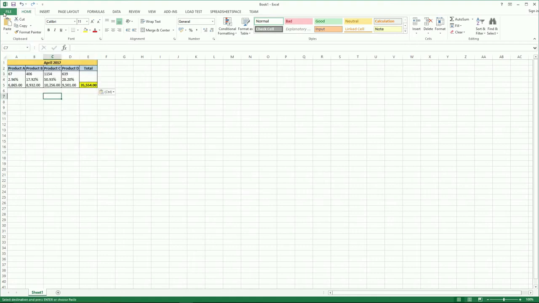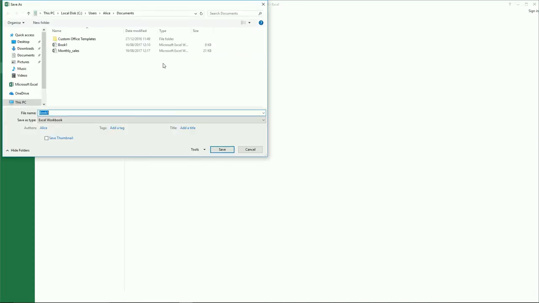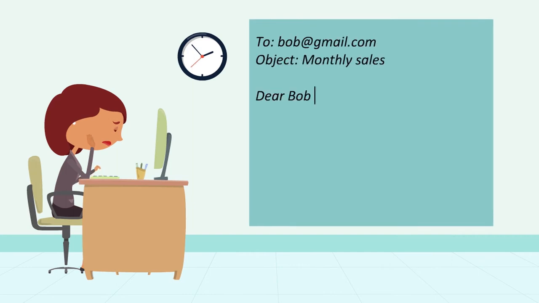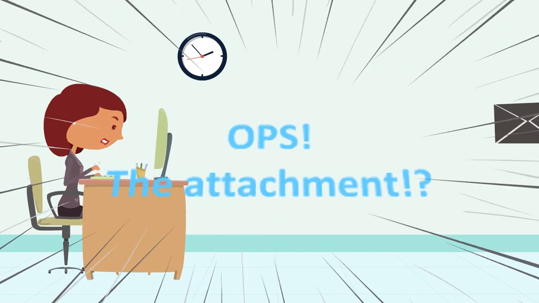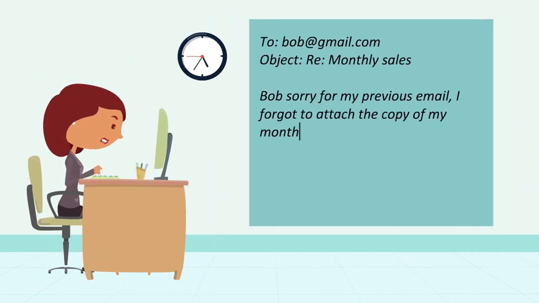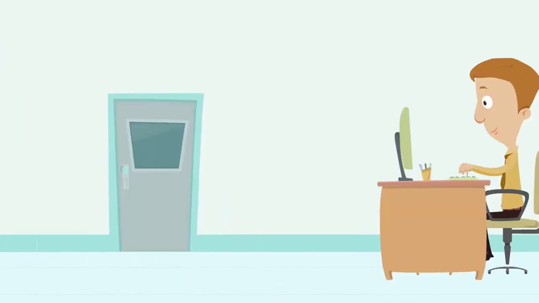And then save the new workbook to a temporary file. A new temporary file. After all that, Alice has to write an email to Bob to send him the new XLS file. Oops! Of course she has to remember to attach the XLS file to the email. If not, another email has to be sent.